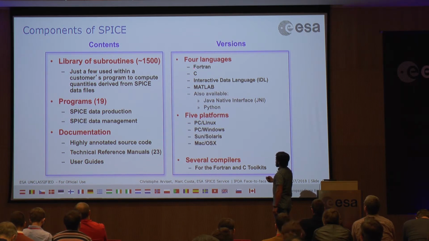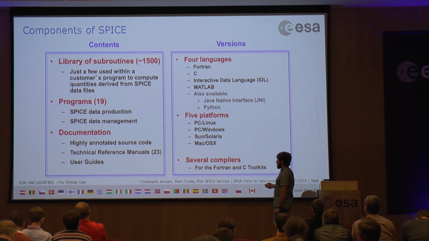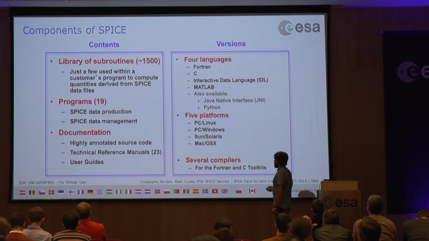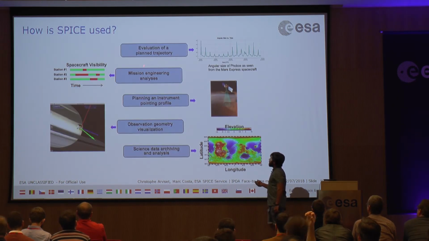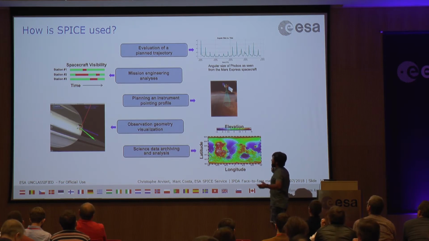Currently, we've got 4 languages: Fortran, which is the core, C, IDL, and MATLAB, but also, with the official stamp of the developers, we've got Python, and we also have JNI. It's available for all platforms. And right now they're working on SPICE 2.0, which will be based on C++, by the way. So how do we use it? Well, as I mentioned before, we can do many things.